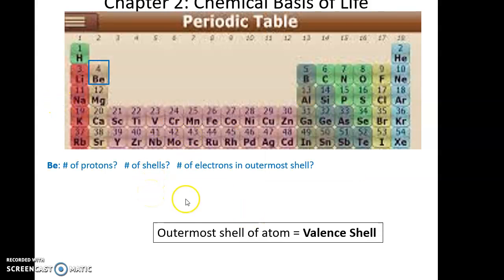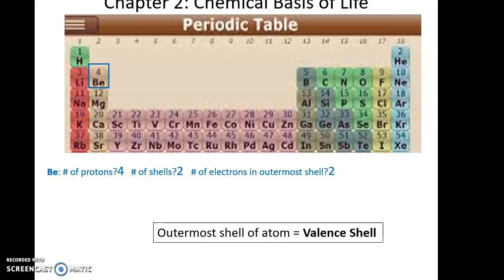So let's do a little practice run of using the periodic table to determine information about an atom and an element. So this element here is beryllium, Be for beryllium. How many protons does beryllium have? How many shells does it possess? And how many electrons are in the outermost shell? Well, I hope you came up with these numbers. 4 protons because 1, 2, 3, 4, its atomic number is 4. Number of shells, 2 because it's in the second row. Number of electrons in outermost shell, 2 because it's in the second column.